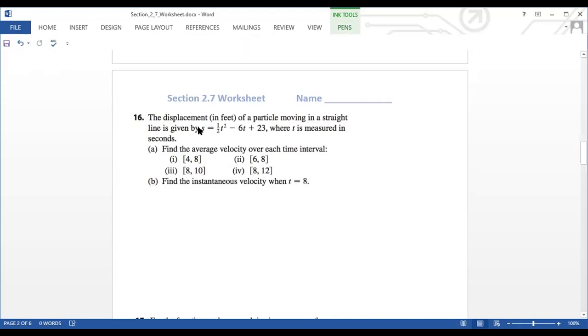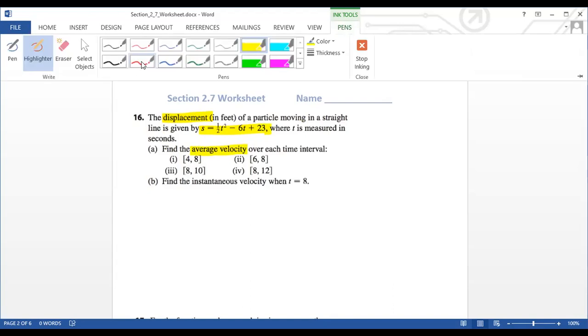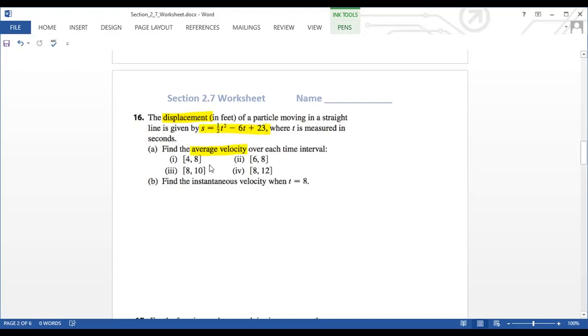Okay, so it's also, they say the displacement, that's basically your position function, is given by this, where t is measured in seconds. Right? So I want to find the average velocity, like we did before. So what is the average velocity? It is the average rate of change, right?